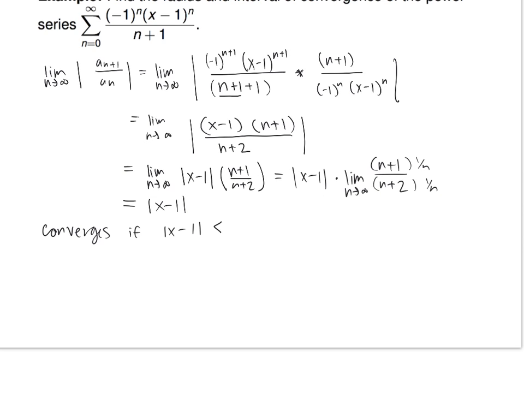Okay. This converges if the absolute value of x minus 1 is less than 1. So what's your radius of convergence? It is 1, right? Does that make sense? Okay. Now, negative 1 less than x minus 1 less than 1, right? Which means x is in between what things? 0, yep, and 2. Okay, good to there?